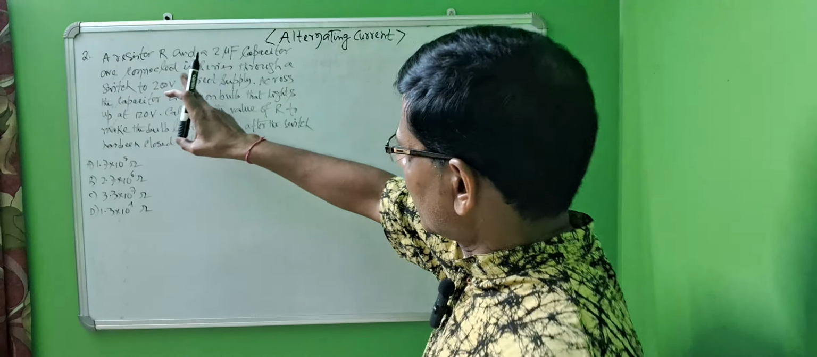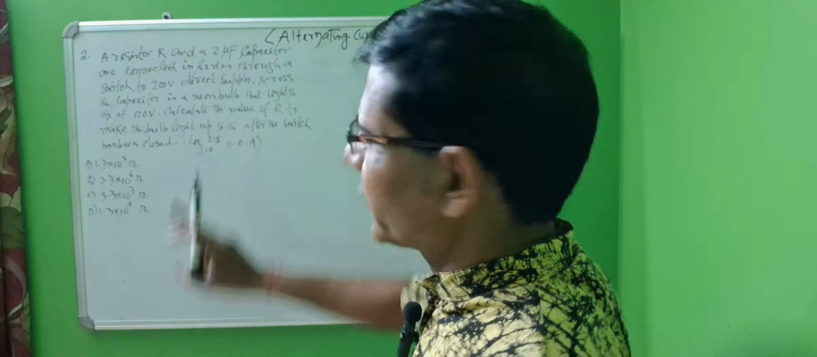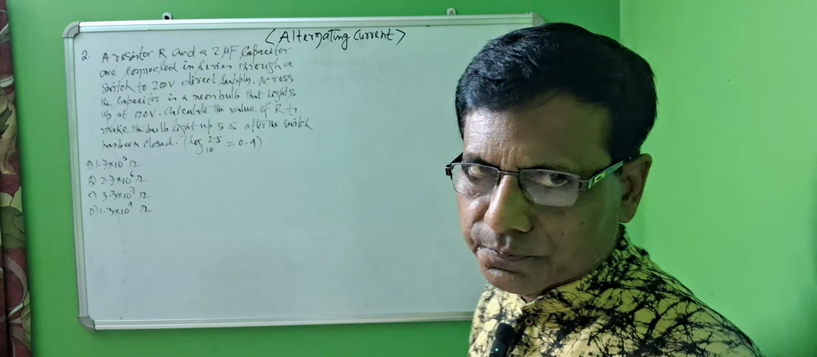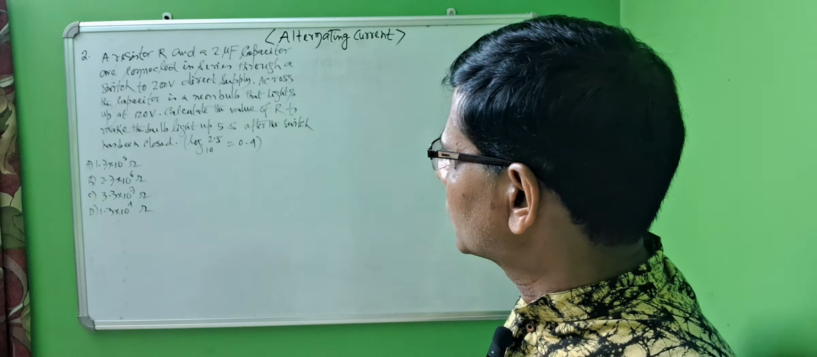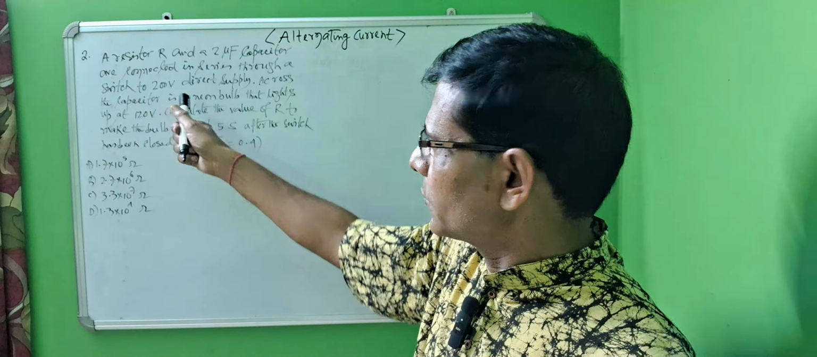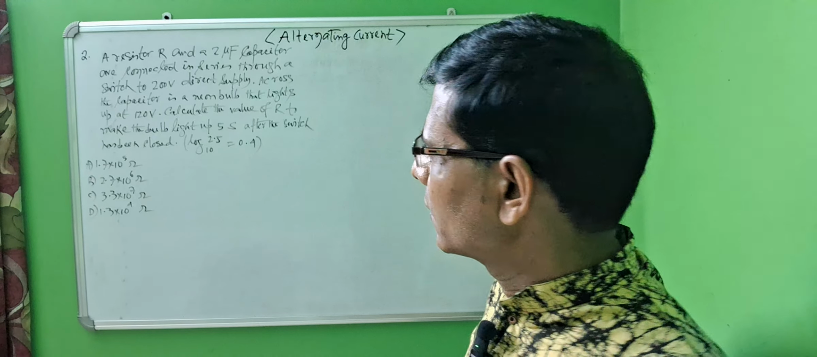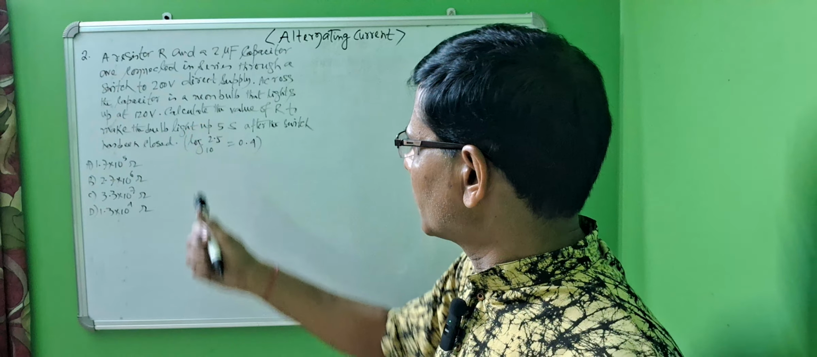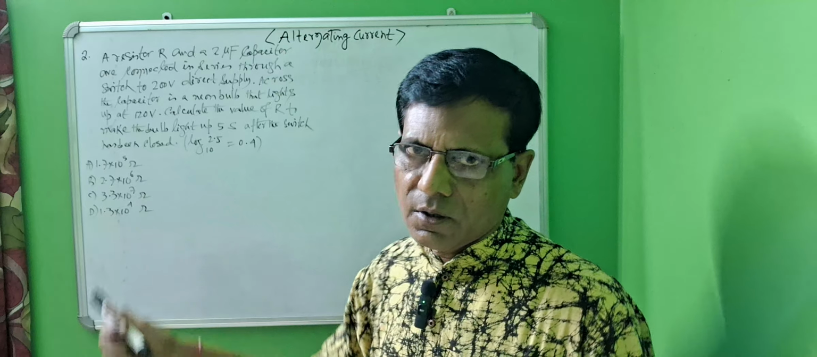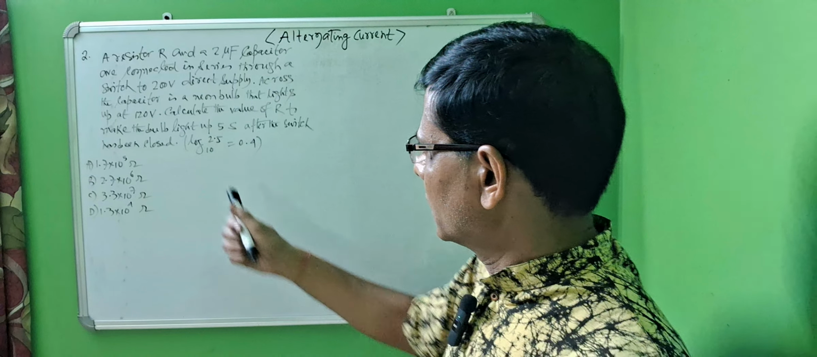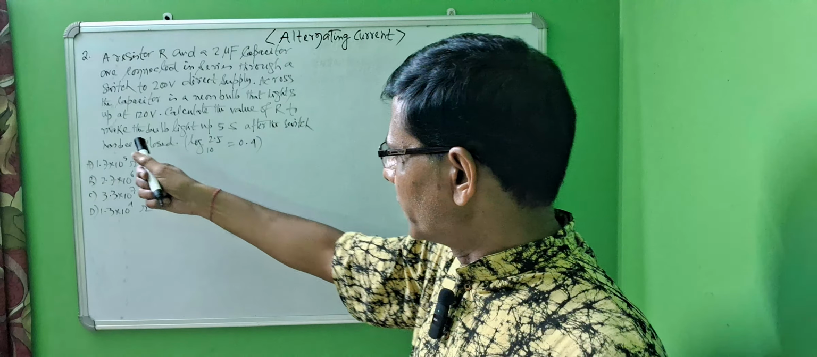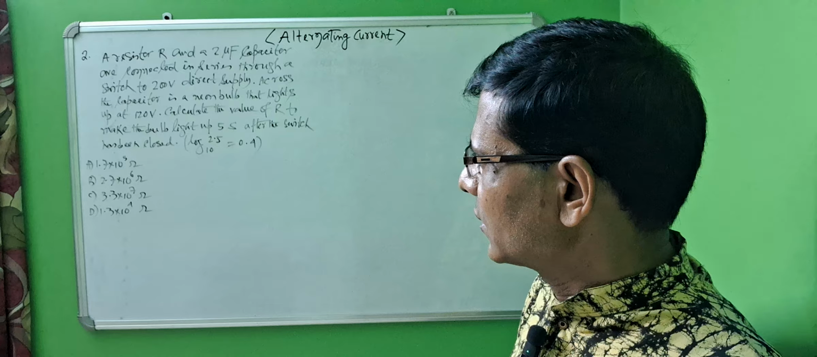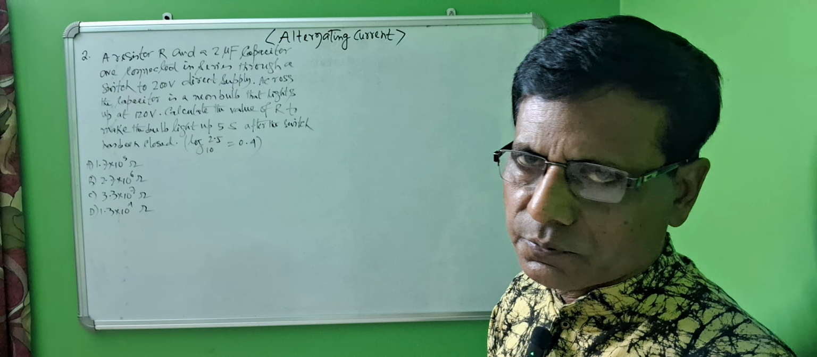A resistor R and a 2 microfarad capacitor are connected in series through a switch to a 200 volt direct supply. Across the capacitor is a neon bulb that lights up at 120 volt. Calculate the value of R to make the bulb light up 5 seconds after the switch has been closed.